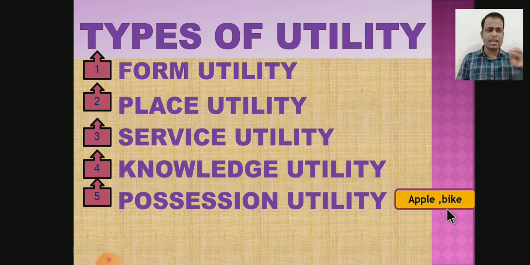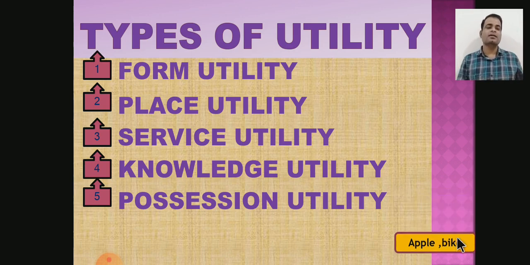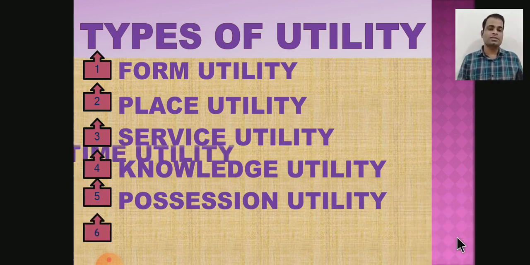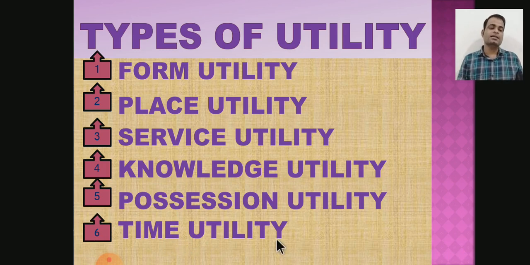Whenever we purchase any commodity, at that time we enjoy possession utility. When we purchase a dress, at that time also we enjoy possession utility, because after purchasing it we may wear that particular dress. But when we purchase, it means when ownership of that dress is transferred from seller to us, at that time we enjoy possession utility. Then the next type of utility, which is the last type, is time utility.